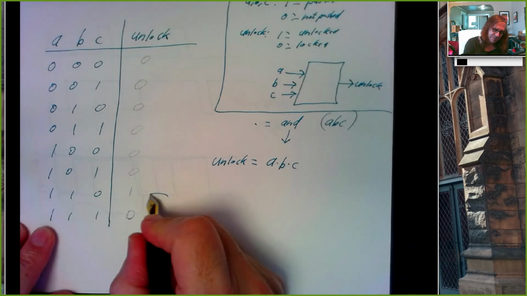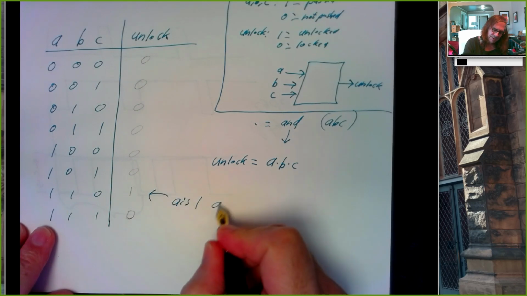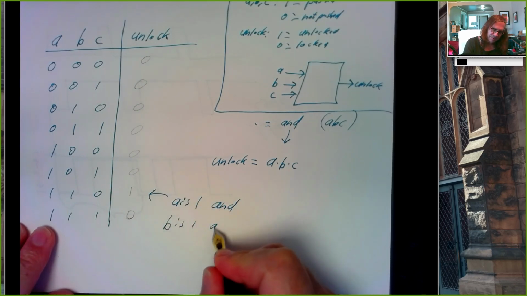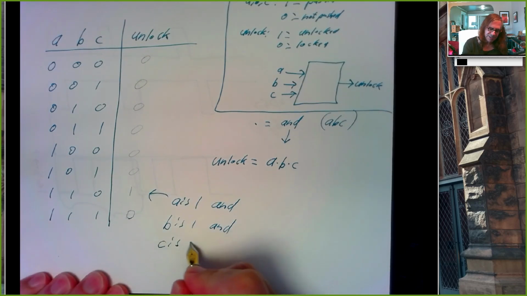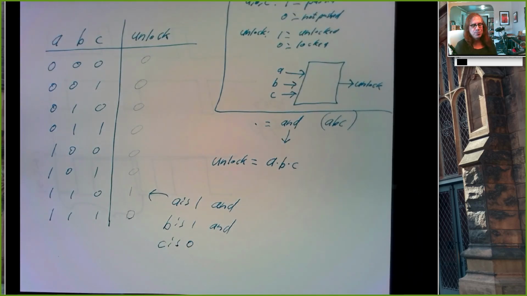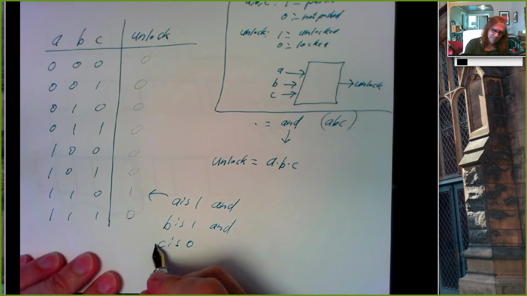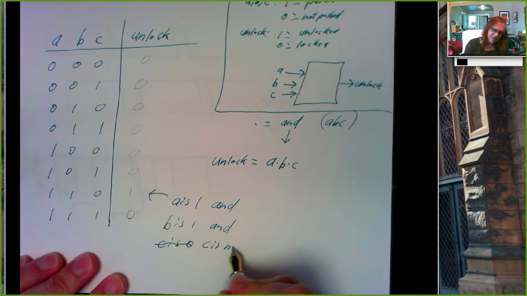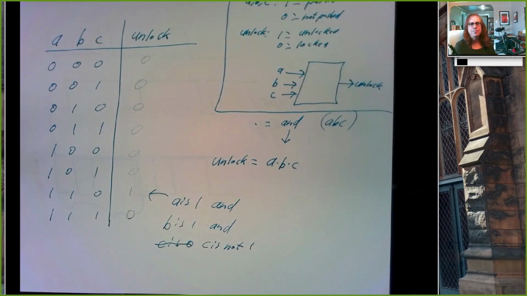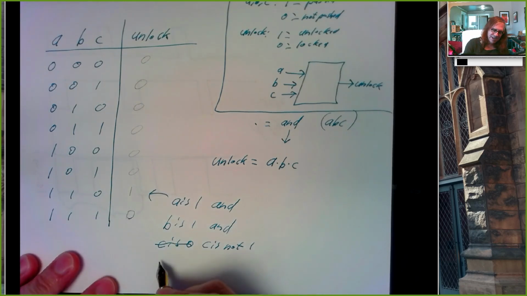In this row here, A is 1 and B is 1 and C is 0. Well, AND gates don't work with zeros, right? They only give you an output of 1 when all the inputs are 1. But if C is 0, that's the same thing as saying C is not 1. Because it's binary, everything's a 0 or a 1. If C is 0, then it's not a 1. And if C is not a 1, that can be reworded as not C is a 1.